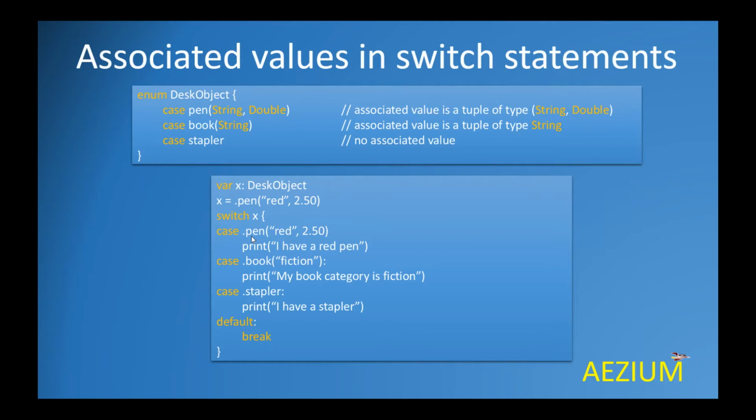where we say that if x has a value pen with these two associated values, do something. If x has a value book with this associated value, do something else. And if x has a value stapler, do this thing. We have to use default here to make sure that the switch statement cases are exhaustive. The reason for that is these three cases will not cover all the possible cases that we might have. For instance, we could have the case when the value is pen and the associated value is blue, or the price is something else. So in order to make sure that that requirement is fulfilled, we have to use default here.